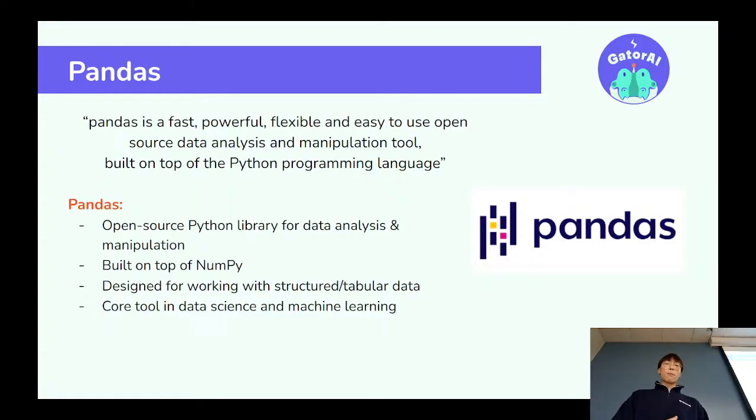Some things to note about Pandas is that it's built on top of NumPy. So this is the reason why NumPy is used so much, is because NumPy is fast, and obviously Pandas needs to be fast. It's designed for working with structured and tabular data, right? So think of things like CSVs, Excel sheets, stuff like that is what tabular data is, right? And it's a core tool in data science and machine learning, obviously, because it's used to store a large amount of data that you often want to use when you're training your models.